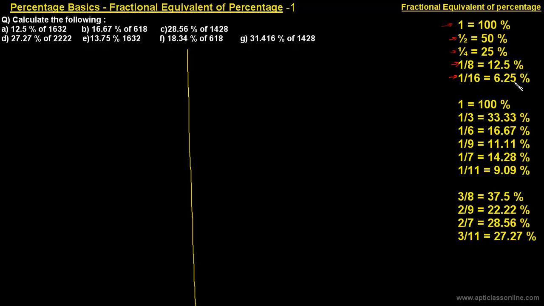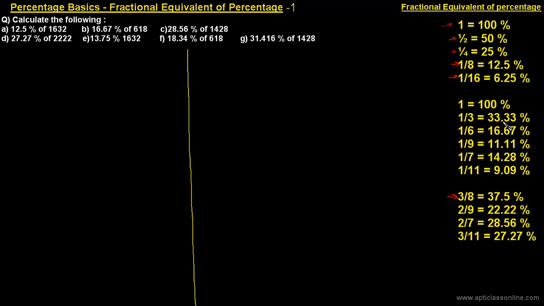So 6.25% is nothing but 1/16. 12.5% is nothing but 1/8. In case you know that 12.5% is 1/8 and somewhere it appears 37.5%, then look at this. If you multiply both left hand side and right hand side by 3, you will get 3/8, which is equivalent to 37.5%.